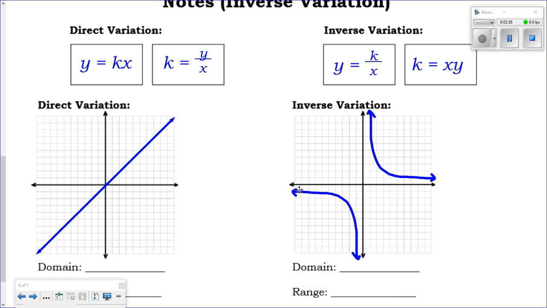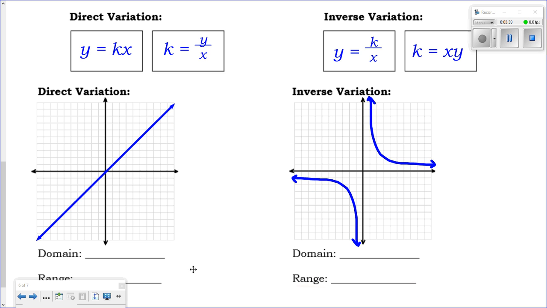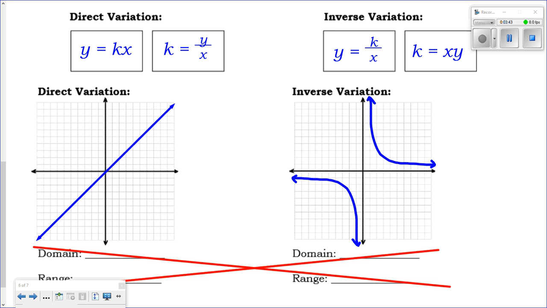All you need to be able to do is recognize this pattern, though. Like, recognize that that's the sketch of an inverse variation. You're not ever going to have to create the graphs. You just need to recognize that's what they look like. Okay? And then domain and range. Let's not worry about these. Okay, so you can cross that out.